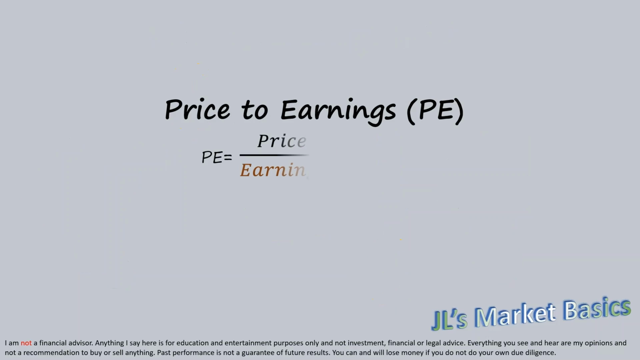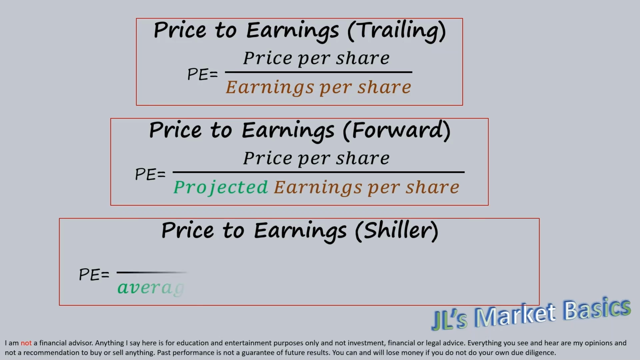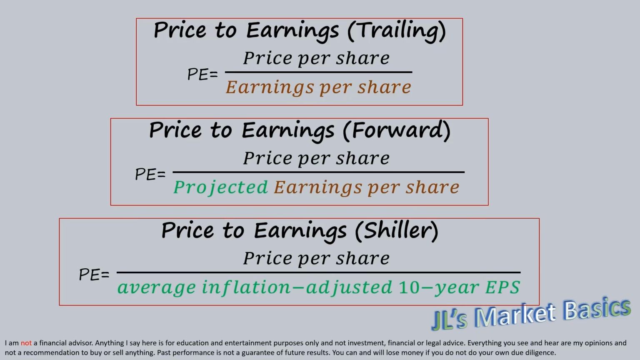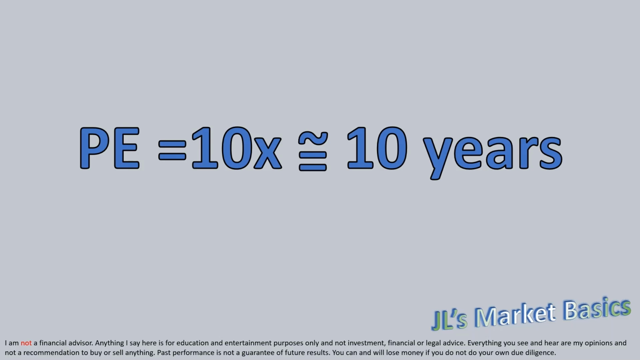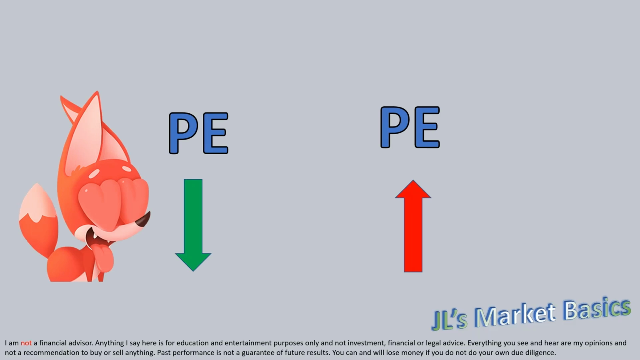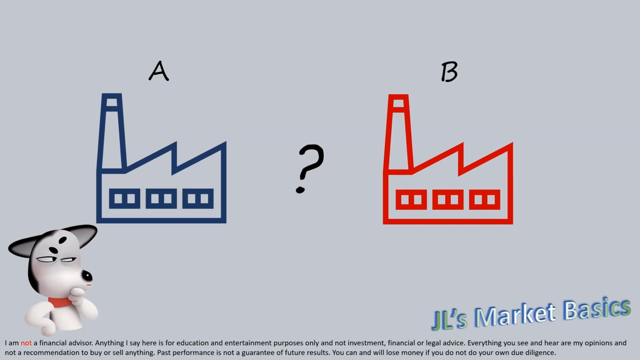It is calculated by taking a company's price per share and dividing it by their earnings per share. It is also known as a stock multiple. The PE ratio can be calculated based on the trailing 12 months, future projected earnings, or through the Shiller PE method. Some investors will use it to gauge how many years it will take to make back their initial investment. The lower the PE, the less an investor is paying for a company's earnings. It can be used to compare companies within the same sector or industry.